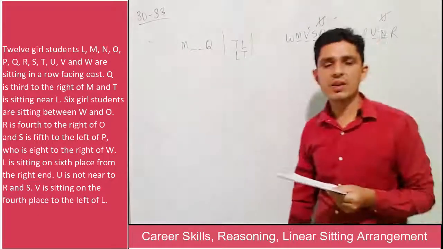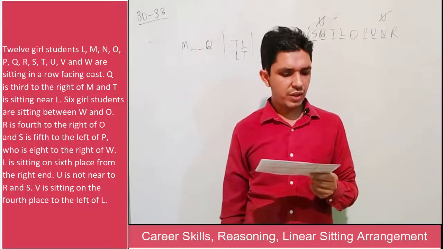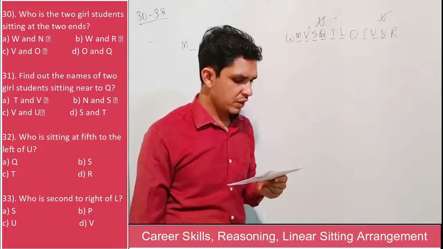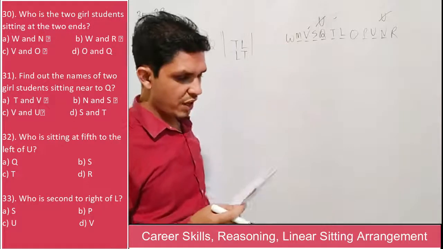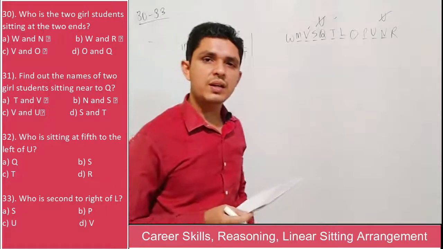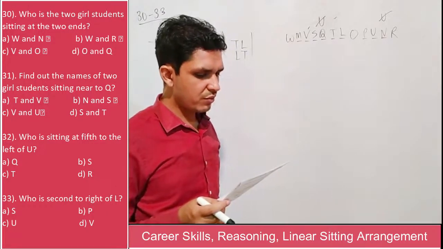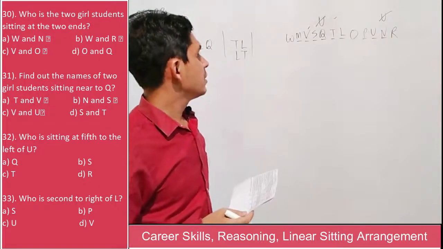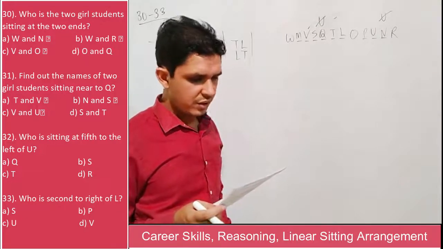So friends, this was my final arrangement, right? So if we come to question number 30, who are the two girl students sitting at the two ends? If we check at the two ends, W and R, so my answer will be W and R. Question number 31, find out the names of the two girl students sitting near Q. If we check near Q, the answer will be S and T.